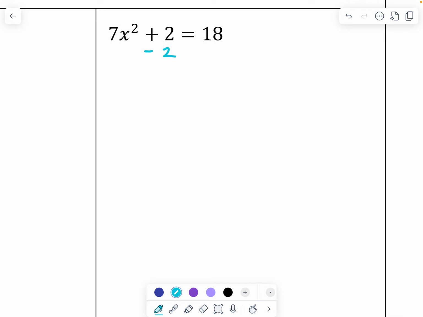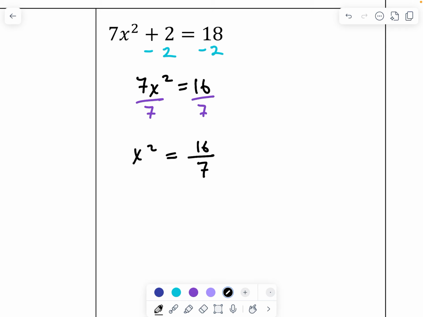First step, subtract 2. Second step, divide by 7. 16/7. All right, good. This is why we practice simplifying radicals with fractions. Here you're going to have to do it. 16 is not divisible by 7, so we're just going to push through with a square root next. And then you have x equals plus or minus the square root of 16 over 7.